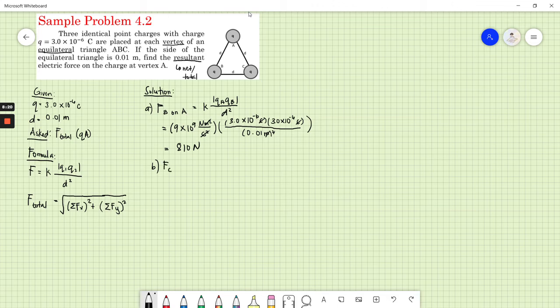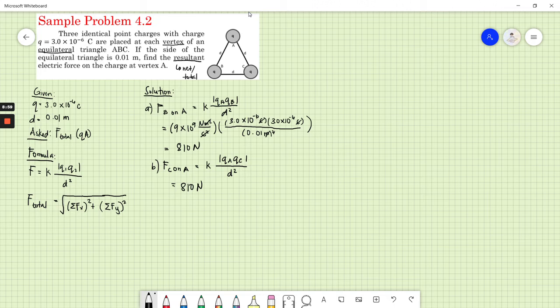Next, what we have to find now is the force that QC exerts on QA. So that's FC on A. And again, in order to find this, we just have to use Coulomb's law. So there you go. So we have QA and QC all over D squared, so the square of their distance. And interestingly, because QA, QC, and QB are all the same value, and our distances are not actually changing, we're basically using all the same values. So we know that this is supposed to be also 810 newtons.